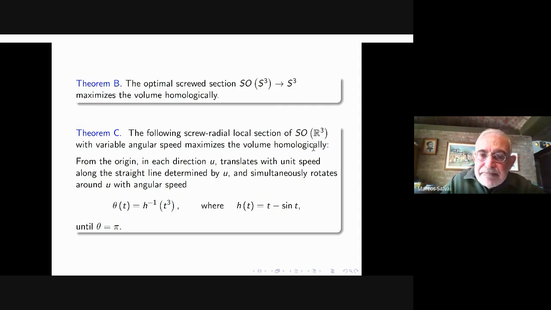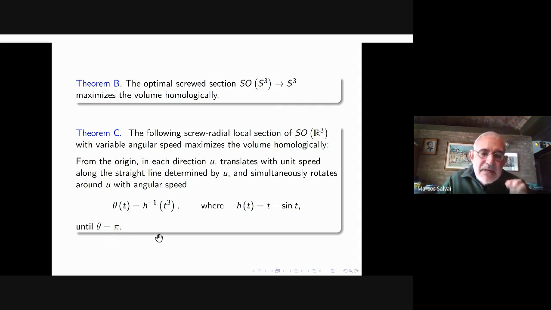And then in R3, we have this section, which is volume maximizing, a screw radial local section with variable angular speed. You are at the origin, with your body at the origin, and in any direction, you rotate the body around that direction, but always with smaller and smaller angular velocity until you arrive at P, until half a turn. And then the submanifold of the frame bundle collapses.